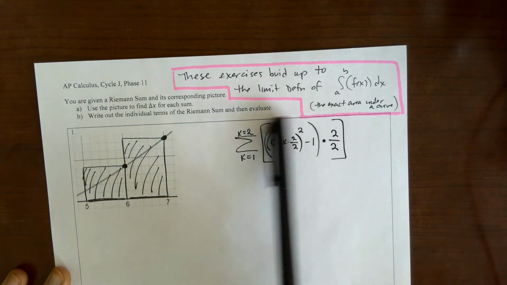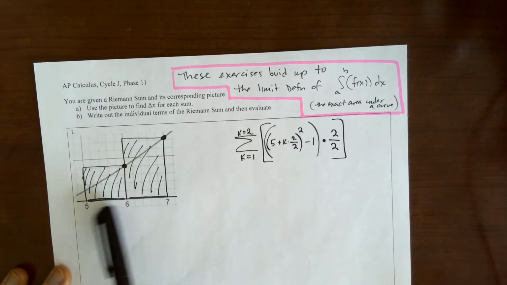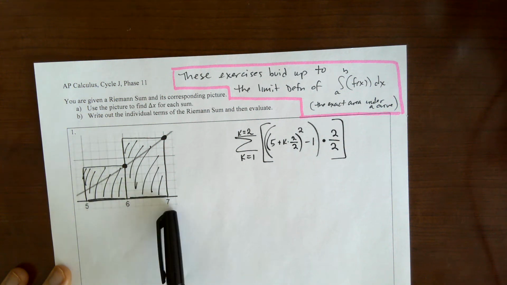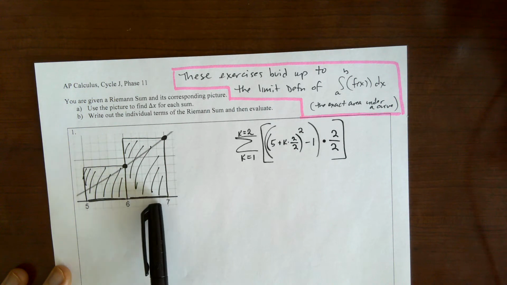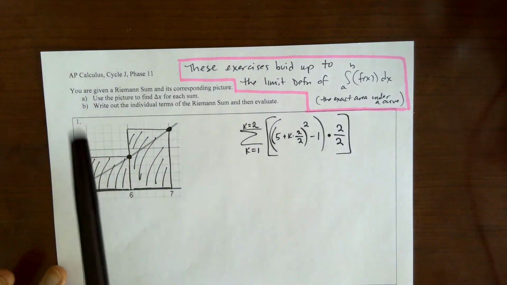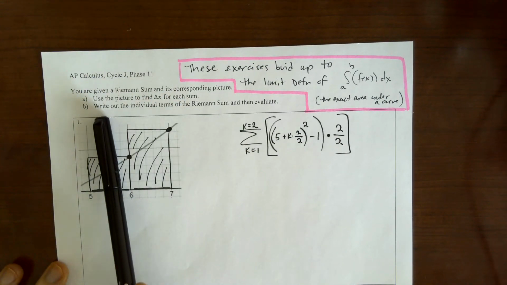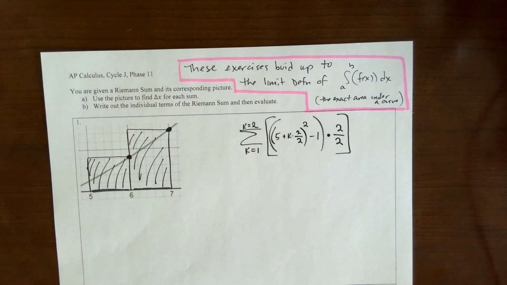So this sum here calculates this estimation of the area under the curve from 5 to 7. And this estimation is being done by doing two right-hand rectangles. Okay, so we're going to use the picture to find delta x for each sum. And then we're going to write out the individual terms of the Riemann sum and then evaluate it.